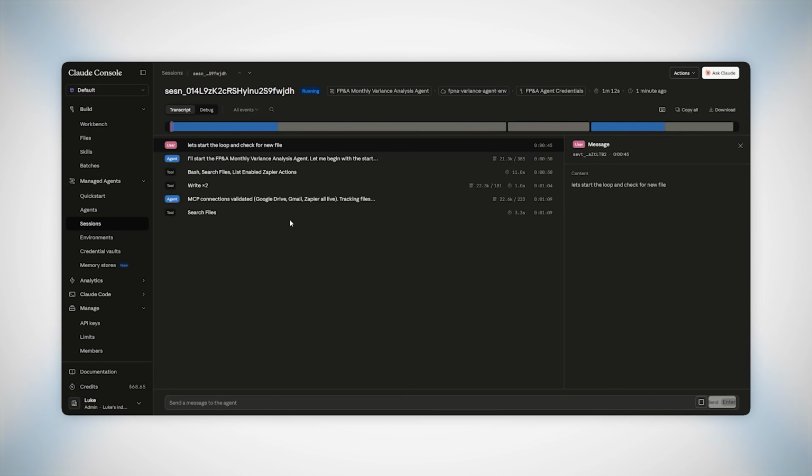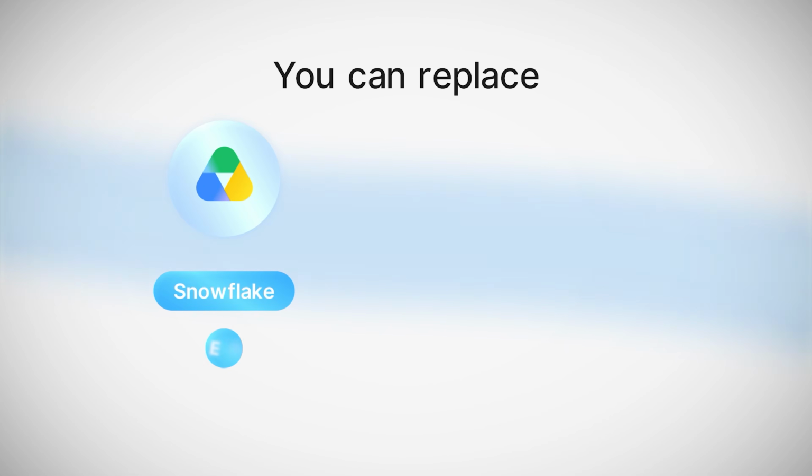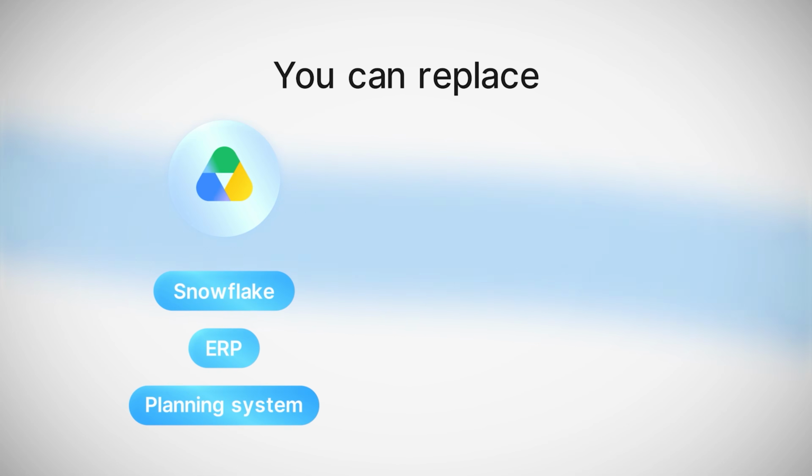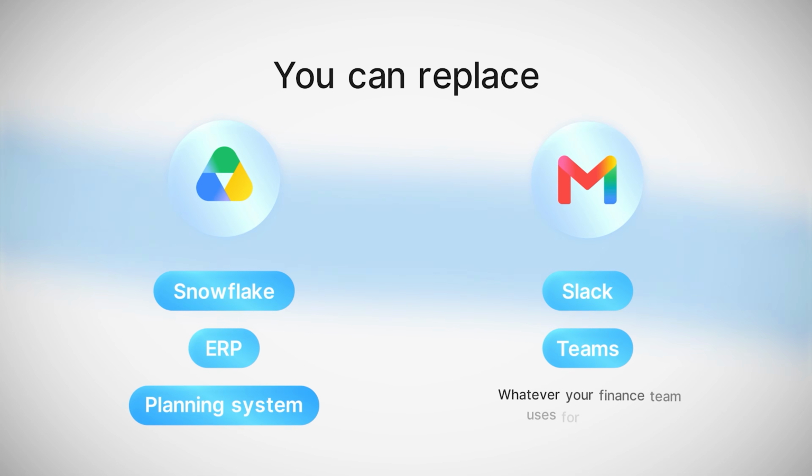the logic every time. The demo used Google Drive and Gmail because they're easy to show on screen, but the same architecture extends naturally. You can replace Google Drive with Snowflake, an ERP or a planning system. You can also replace Gmail with Slack, Teams, or whatever your finance team uses for distribution. The agent shape stays the same, but what changes is just the systems it sits on top of.